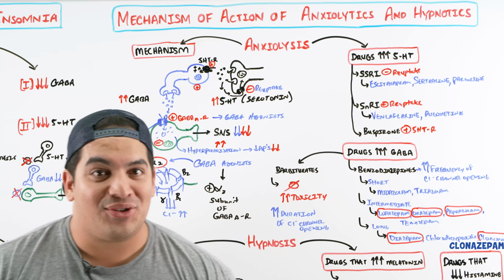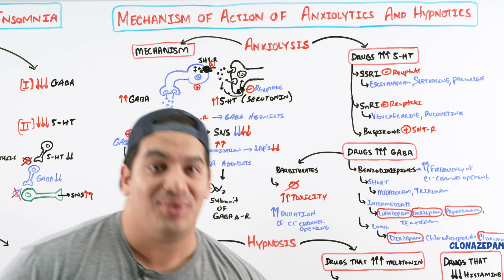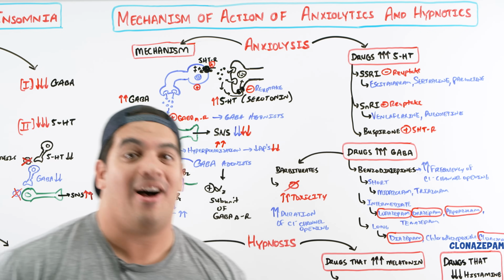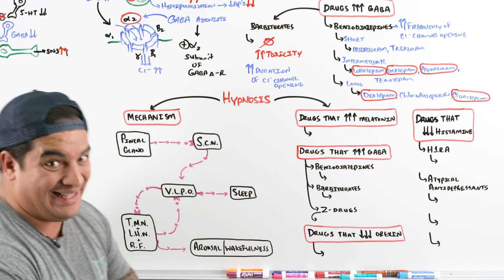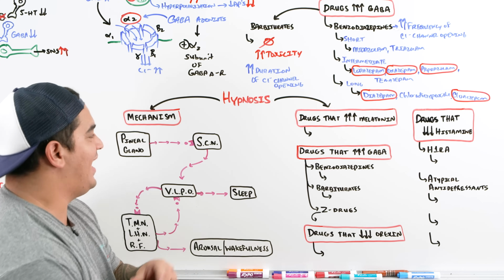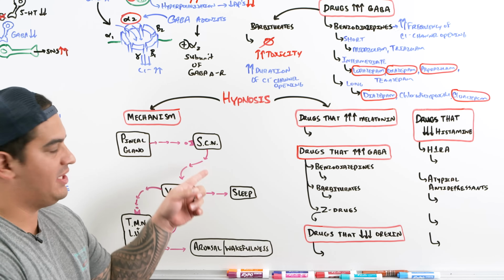All right, now let's talk about the drugs for hypnosis. In other words, you want to treat insomnia. All right, guys, so when we talk about hypnosis, you're trying to induce sleep and maintain sleep, right? So the mechanism behind this is that the pineal gland, right, releases melatonin.